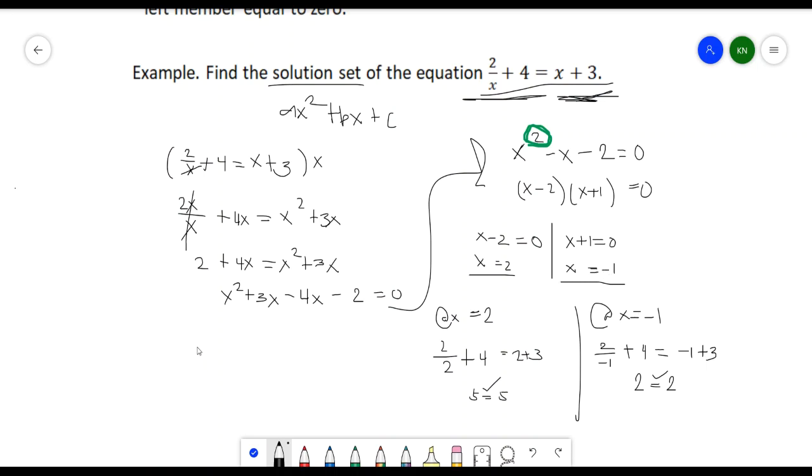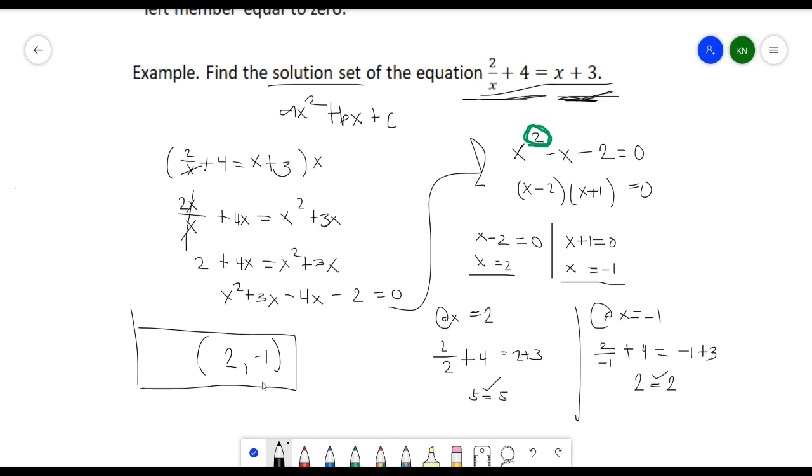So in writing our solution set again, we need to enclose that one in a parenthesis. So we have negative 2, we have positive 2, and we have the negative 1. So this is now the solution set of our equation.